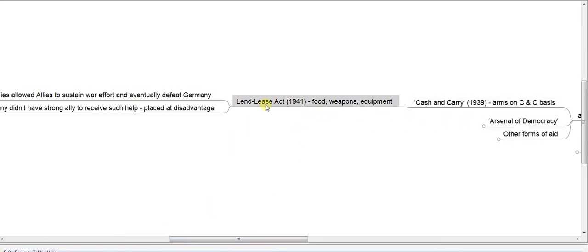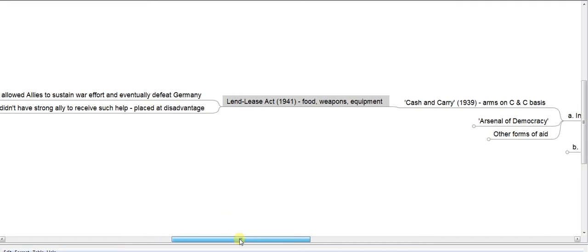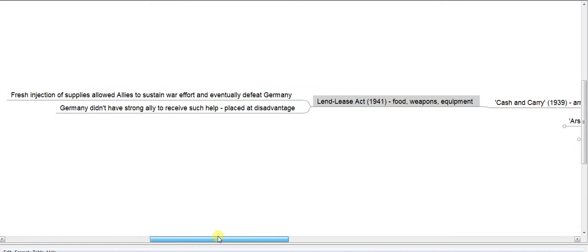And how did this help to contribute to Germany's defeat? Basically, it provided a fresh injection of supplies, things like food, weapons, and equipment. They were very, very important to a country like Britain, which by June 1940 was the only European country left standing in Western Europe. They were basically fighting the Germans on their own.